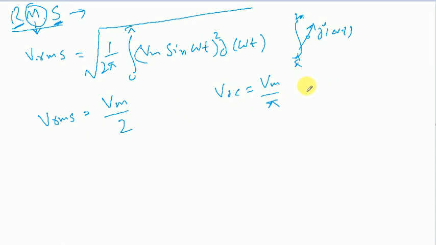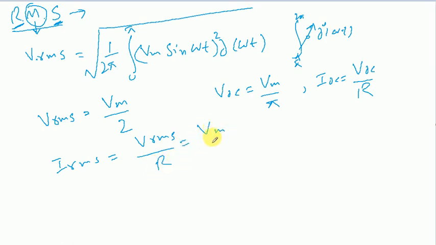In the same way, just as we had the DC value of the current, which was equal to the DC value of the voltage divided by the load resistance, we can have the RMS value of the current, that is equal to the RMS value of the voltage divided by the load resistance. If we substitute the values, we'll have Vm divided by 2R here, and Vm divided by pi R for this one. Okay.